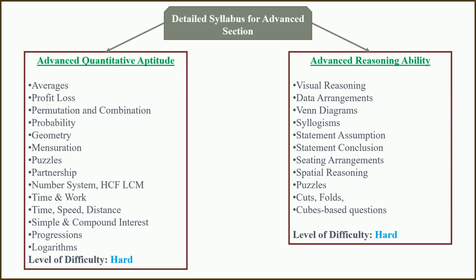And if you consider the advanced section syllabus, advanced quantitative aptitude consists of these topics: averages, geometry, mensuration, puzzles, partnership, and all. Next, coming to advanced reasoning ability: visual reasoning, data arrangement, Venn diagram, syllogisms, statements and assumptions, conclusions. Next, seating arrangement, spatial reasoning, puzzles, paper cutting and folding, cube-based questions, and so on. Here the level of difficulty might be from medium to hard, no doubt about it.